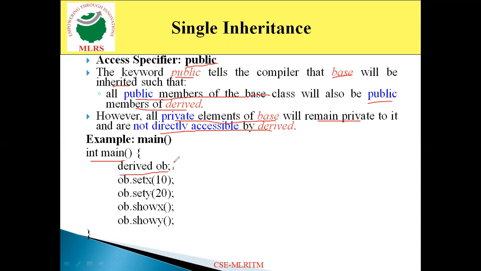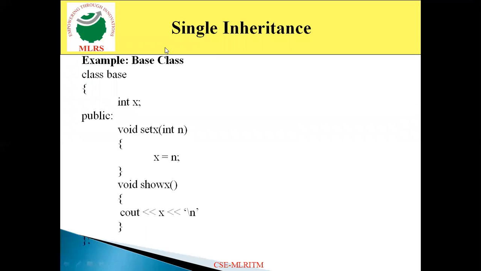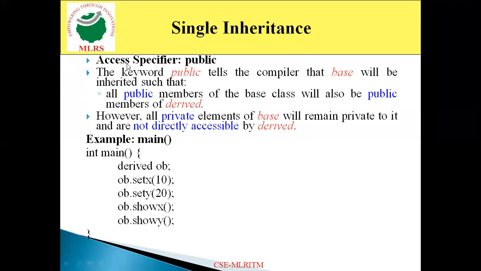Now, when we execute the main function, it will be like this. I am creating an object of the derived class, and ob.setx is going to execute the member function in the base class, and at the same time I am passing the value 10 to the function. The value 10 will be assigned to n, and the same n value will be assigned to x. That indicates the x value will be 10. When I print the x value, it displays 10 on the output screen.